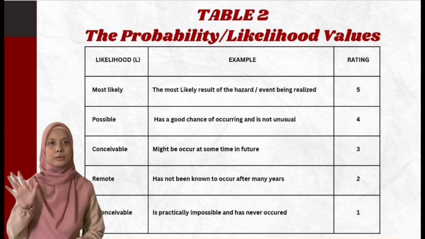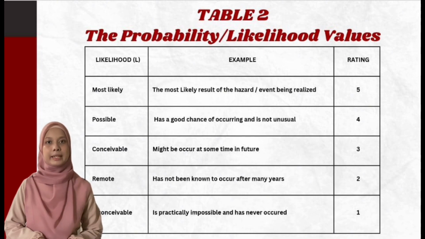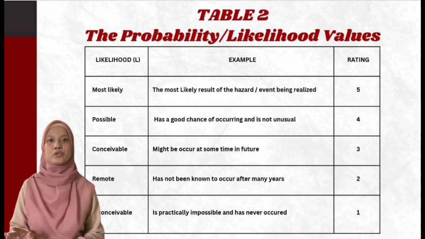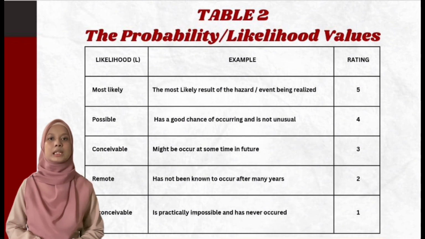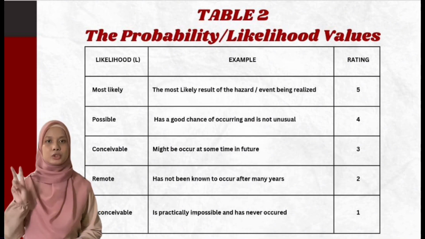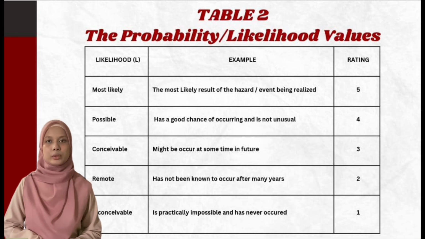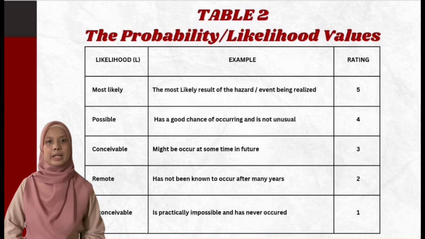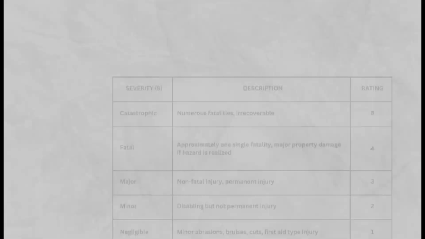Table 2 shows the probability or likelihood values. There are 5 likelihood levels, and the first one is most likely with the rating 5, and it is the most likely result of a hazard. The second one is possible with the rating 4, which has a good chance of occurring and is not unusual. Third is conceivable with the rating 3, and it might occur sometimes in future. Next is remote with the rating 2, and it has not been known to occur after many years. And last but not least is inconceivable with the rating 1, which is practically impossible and has never occurred.